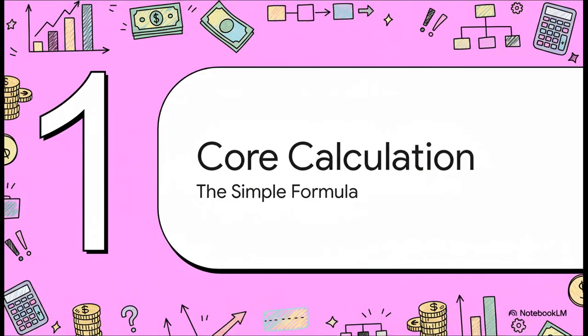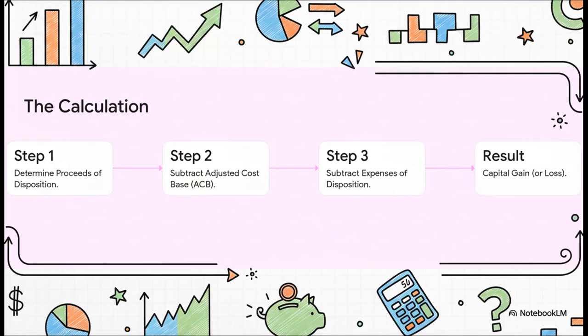Okay, first things first, the core calculation. You know, when you peel back all the layers, figuring out your capital gain is actually pretty straightforward. It all boils down to one simple formula. It really just comes down to 3 steps. Step 1, you take your proceeds of disposition, which is just the fancy government term for what you got for the asset. Step 2, from that, you subtract your adjusted cost base, or ACB, which is basically what it cost you. And step 3, you also subtract any direct expenses from the sale. And voila! What's left over? That's your capital gain. And if that number is negative, well, that's a capital loss.